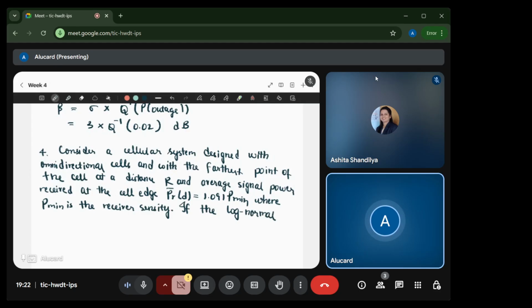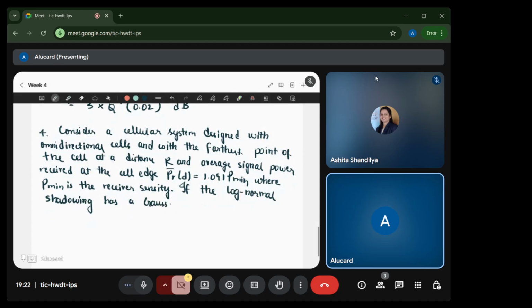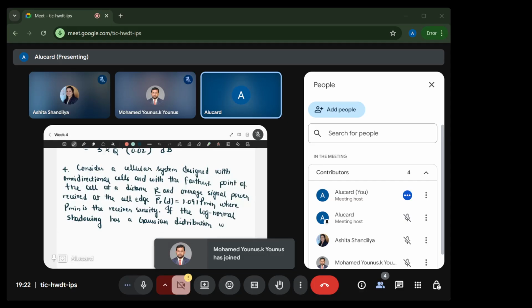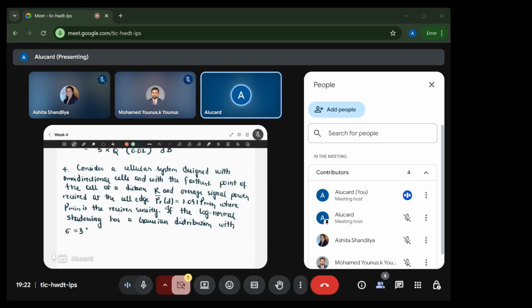If the log normal shadowing has a Gaussian distribution with sigma equal to 3 dB, then what is the outage probability?